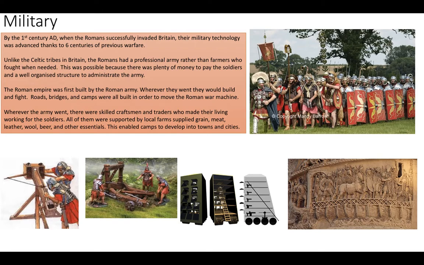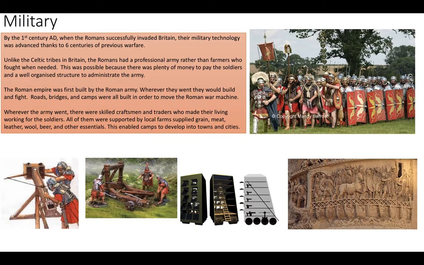The empire was built by the first Roman army. Wherever they went, they would build and fight. Roads, bridges, and camps were all built in order to move the Roman war machine. So the Romans not only had a large army, but that army, when it moved through new land, would build roads, it would build bridges, and it would build camps to make sure that the army could move faster. That's one of the big advances in technology, is road technology. The Romans built roads so the Roman army could move faster and easier.